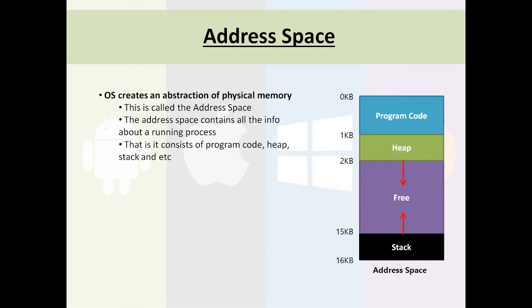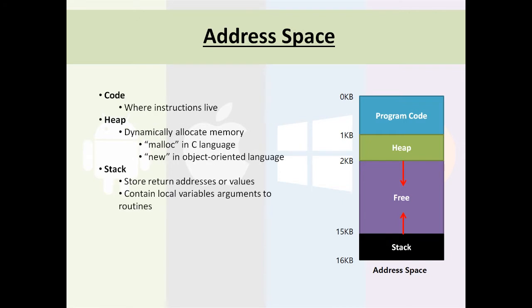Now, the address space contains all the info about a running process, so everything that you would think was in memory is what's contained in the address space. This is the program's code, the heap, stack, etc. We touched on this a little bit, but just to remind you, the code is our executable instructions, and this is where they are stored. The heap is where all dynamically allocated memory is stored, so whenever you use malloc or new. And the stack stores our return addresses or values and contains local variables and arguments to routines.